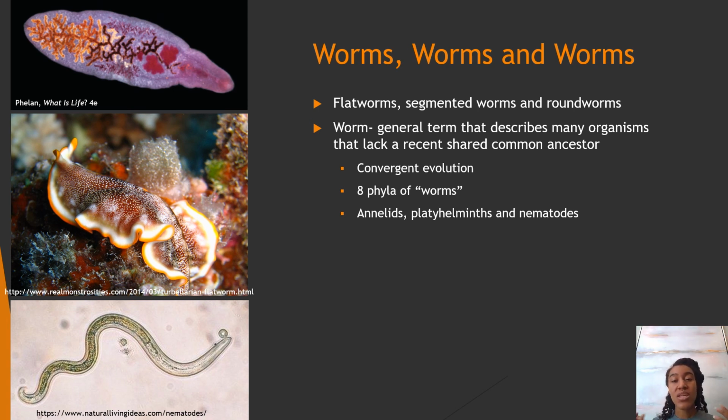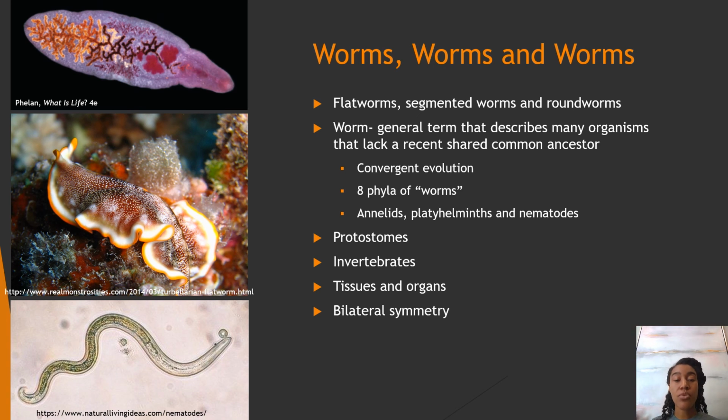The similarities that we see in these three very different types of organisms are actually due to convergent evolution. So these three types of worms do not share a recent common ancestor. They actually have developed similar body plans due to selective pressure. There are 8 phyla of worms out there. The three that we're going to talk about are the annelids, nematodes, and platyhelminthes.